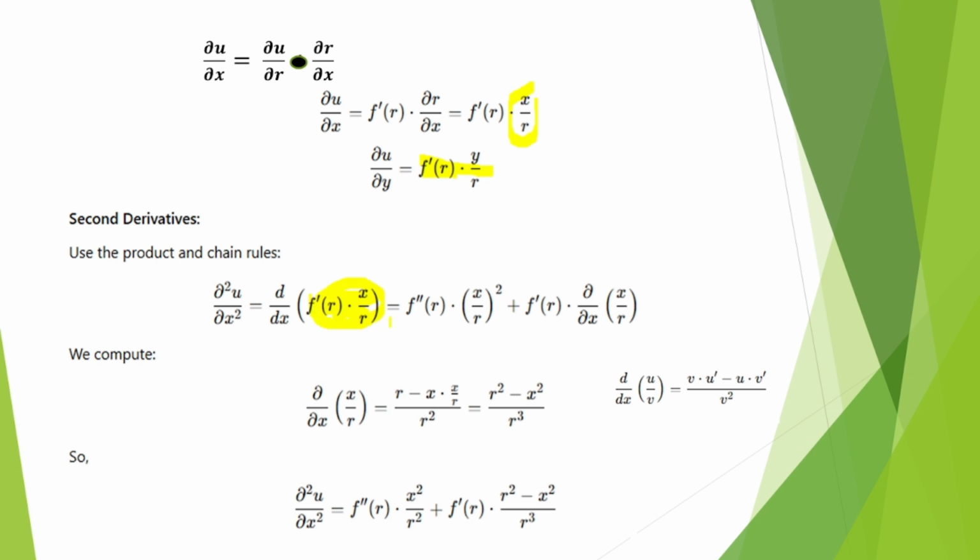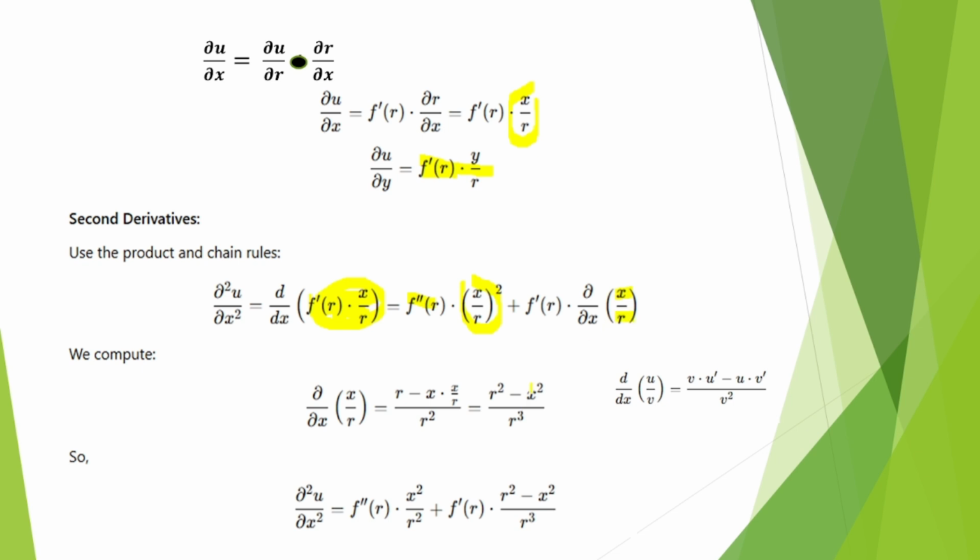Derivative of f dash of r is f double dash of r into, again by chain rule, derivative of r with respect to x is x by r. So x by r into x by r is (x by r) whole square, plus next f dash of r as it is, take derivative of x by r with respect to x. Here x is a function of x and r is also a function of x.